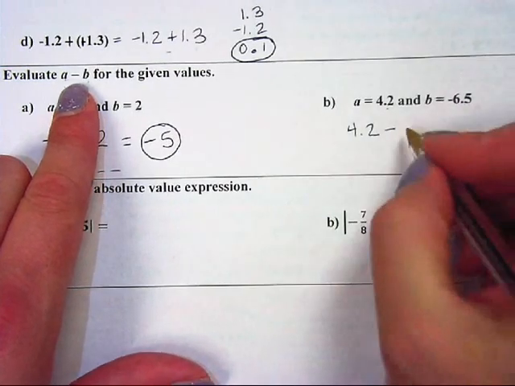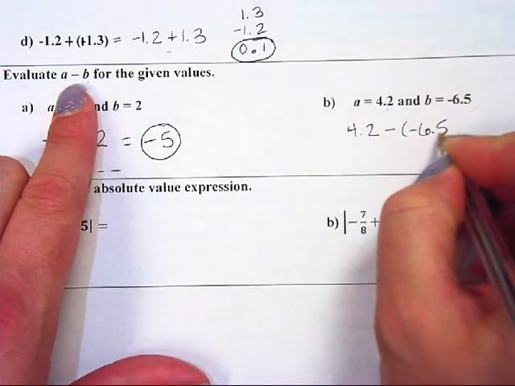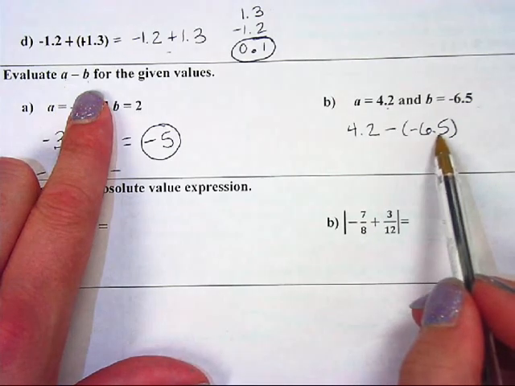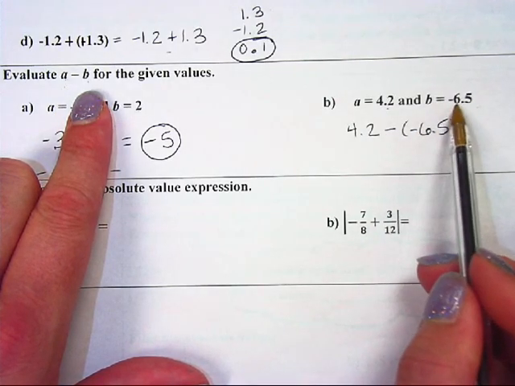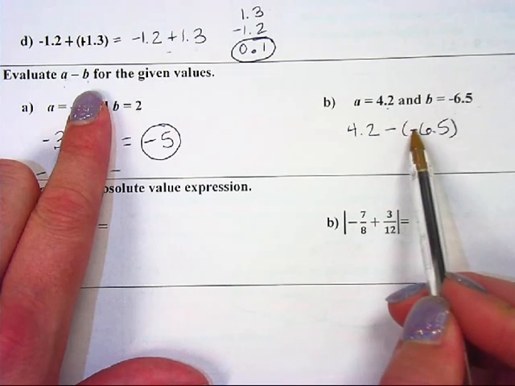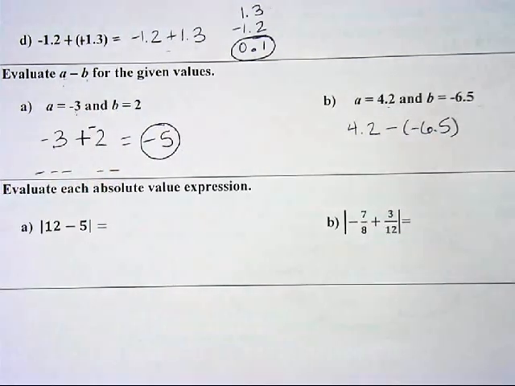And then B is negative 6.5. I used parentheses because I didn't want it to look like a minus and a minus sign. B was a negative 6.5, so I kept them separate. This is a minus and a negative 6.5.